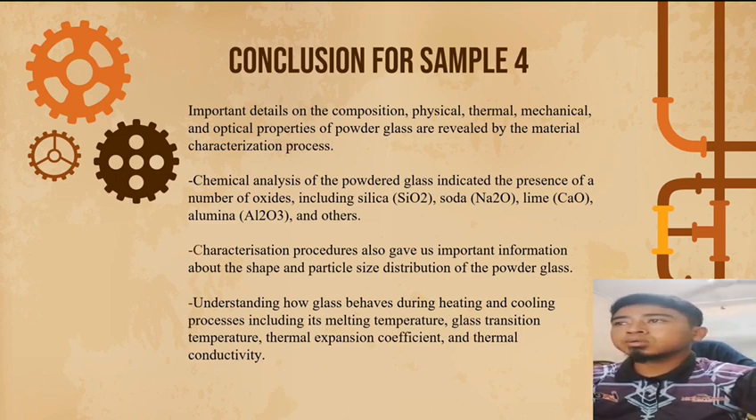The first chemical analysis, the powder glass shows the precise number of oxides including silica, soda, lime and alumina and others. The characterization procedure also gives us important information about the shape and particle size distribution of the powder glass. Understanding how glass behaves during a heating and cooling process, including its melting temperature, glass transition temperature, thermal expansion, convection and thermal conductivity.